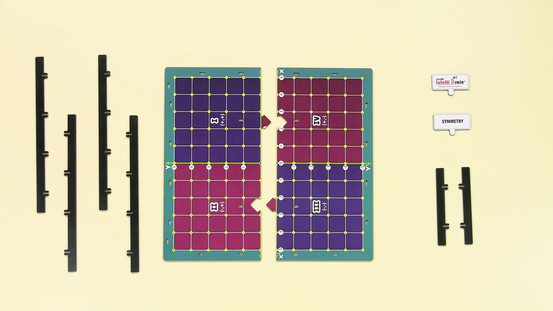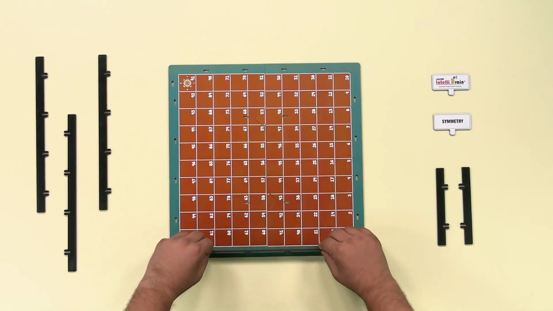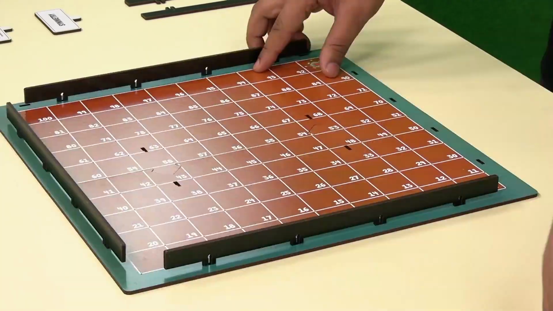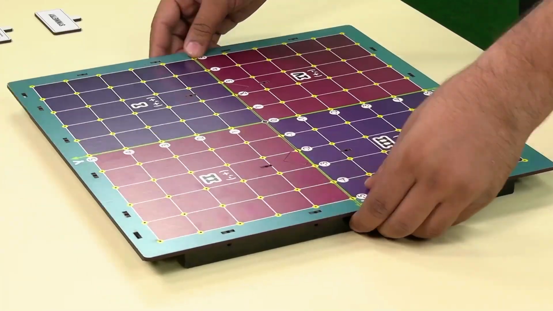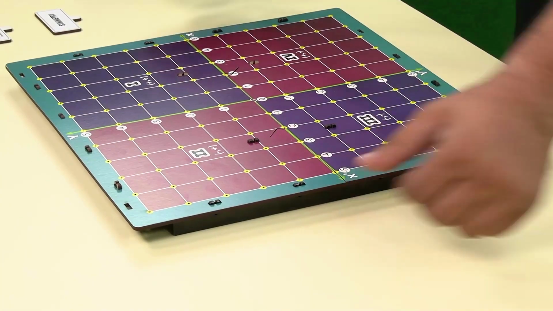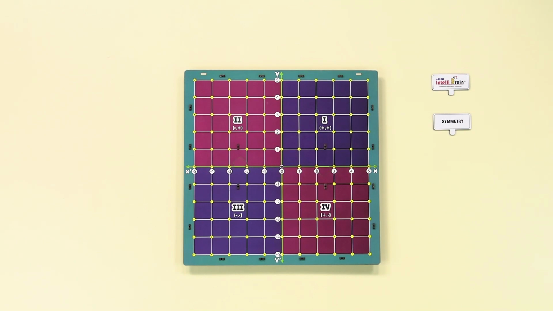First of all, assemble the geoboard as done for the coordinate geometry activities and place it on a flat surface. Put the IntelliBrain logo and symmetry logo on the assembled geoboard and start performing the activity.